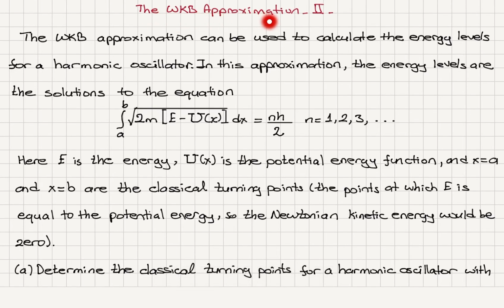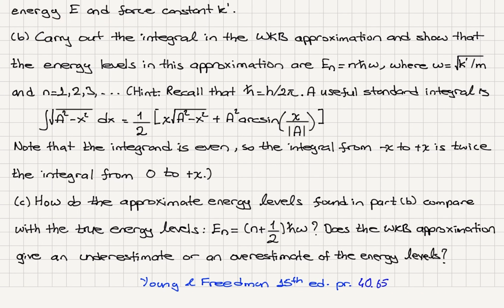The WKB approximation can be used to calculate the energy levels for a harmonic oscillator. In this approximation, the energy levels are the solutions to the equation given here, where E is the energy and the position-dependent potential energy function is U of x, and x equals A and x equals B are the classical turning points, the points at which the total energy is equal to the potential energy, so the Newtonian kinetic energy would be 0. Part A, determine the classical turning points for a harmonic oscillator with energy E and force constant K prime.